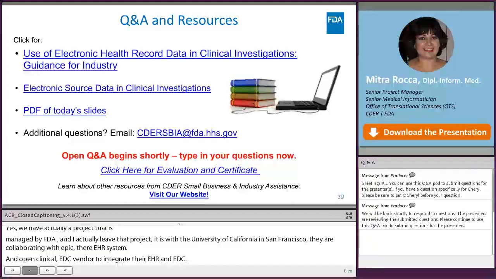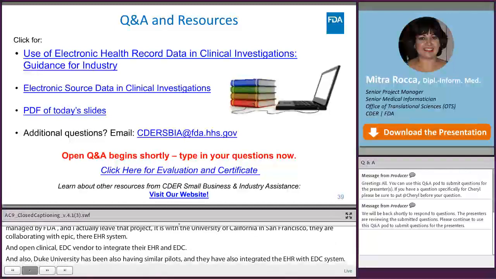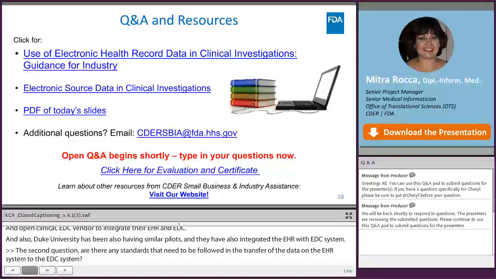And the second question, are there any standards that need to be followed in the transfer of the data from the EHR system to the EDC system? Yes, the standards from CDER for clinical research, as well as standards developed by HL7 that are mandated by the ONC certification program. They need to be followed.